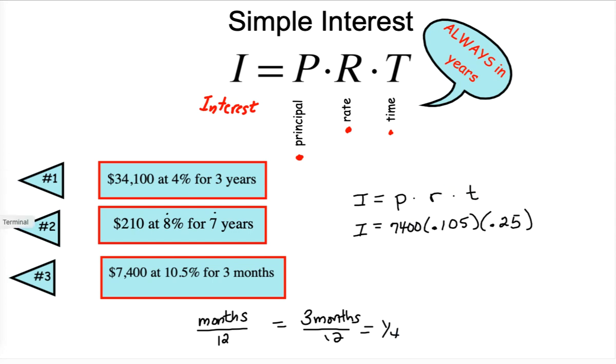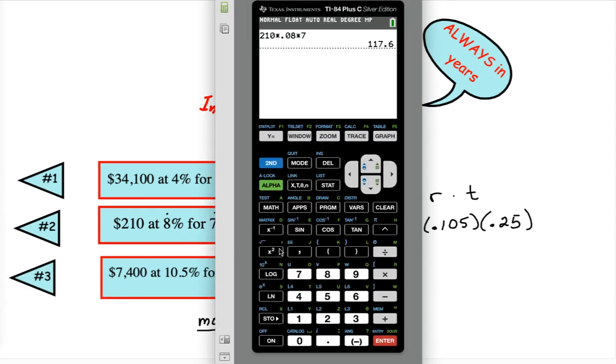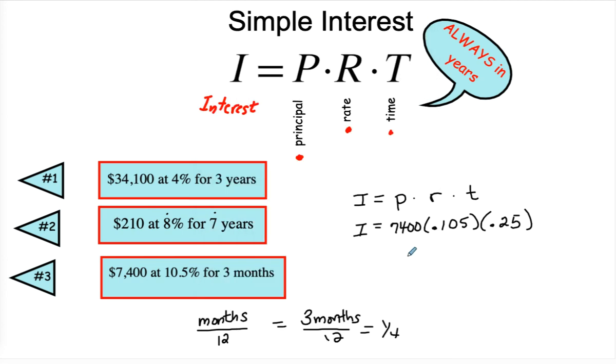All right, so let's do the math right here. How much money would we pay back? 7,400 times 0.105 times 0.25. I'd give him back $194.25. So my interest would be $194.25.